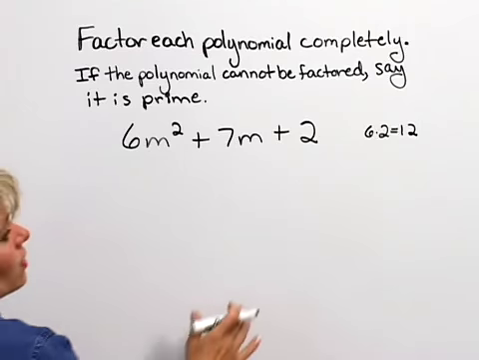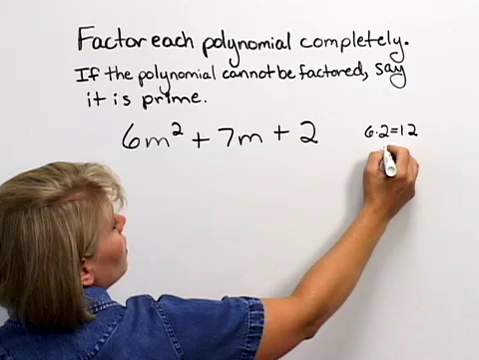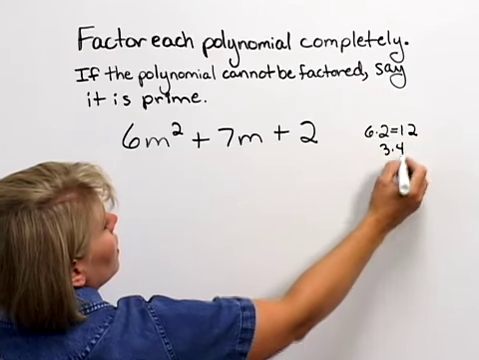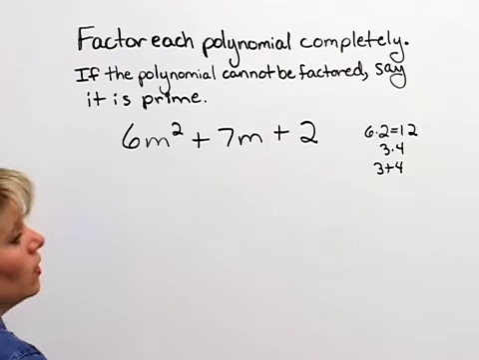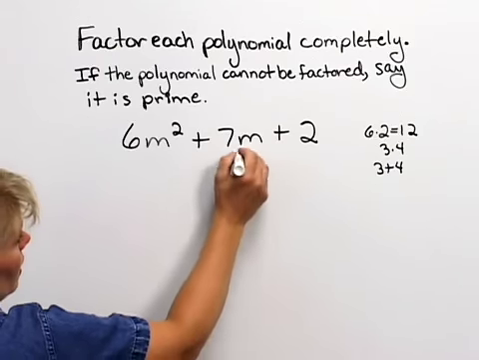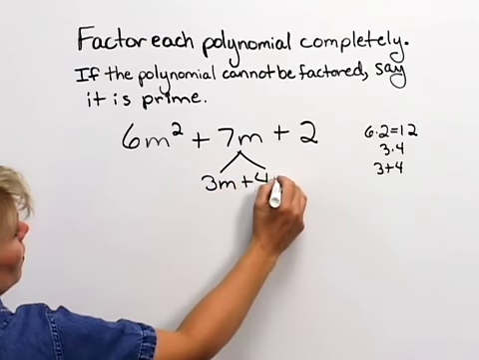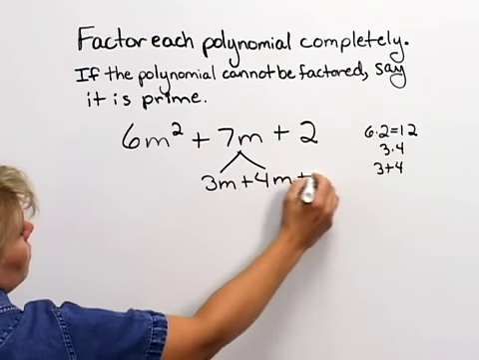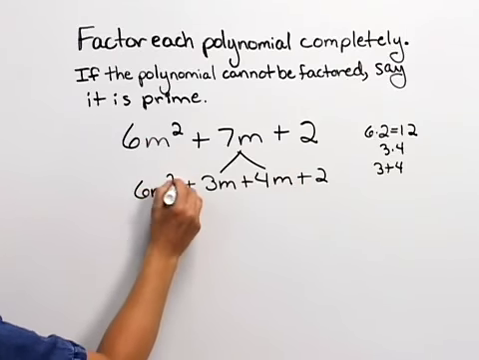We need to find factors of 12 that would add up to 7. And I notice that 12 can be 3 times 4, and 3 plus 4 is 7. So we will split the 7m up into a 3m plus a 4m. Be sure to carry down your 2 and your 6m squared.